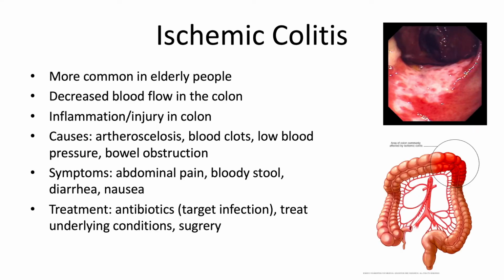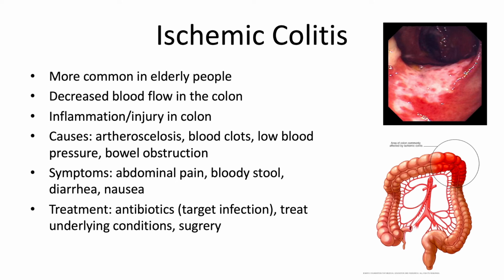I would like to highlight ischemic colitis, which affects the colon, usually in older people. This disease is characterized by inflammation or injury of the colon as a result of decreased blood flow in the associated vasculature. This can be caused by atherosclerosis, blood clots, low blood pressure, or bowel obstruction. The symptoms of ischemic colitis include abdominal pain, blood in the stool, diarrhea, or nausea.